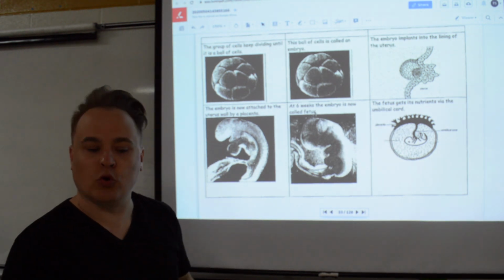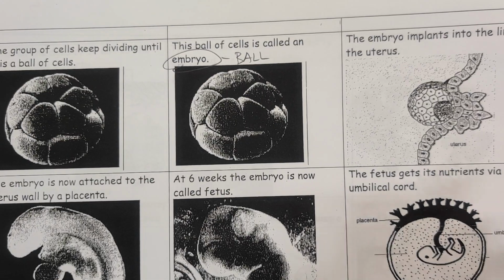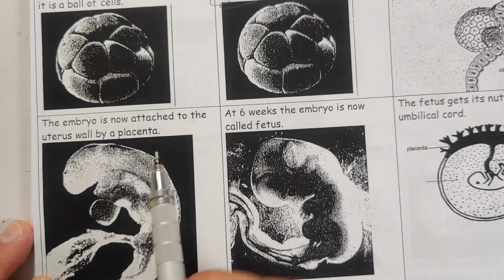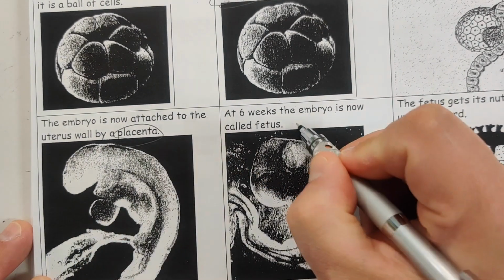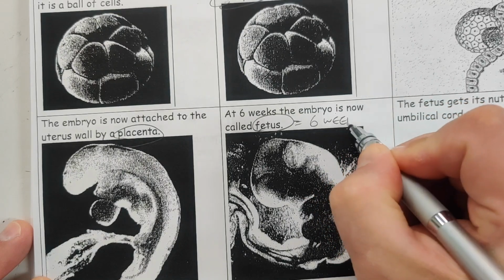So that umbilical cord grows. Let's take a look at that for a second. So some things to know here. The embryo attaches, cool. The embryo is now attached to the wall by a placenta. Circle that word. And a fetus equals 6 weeks.